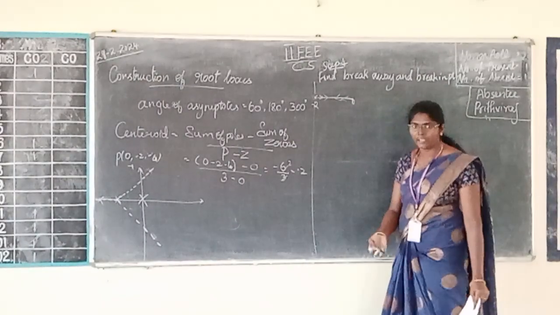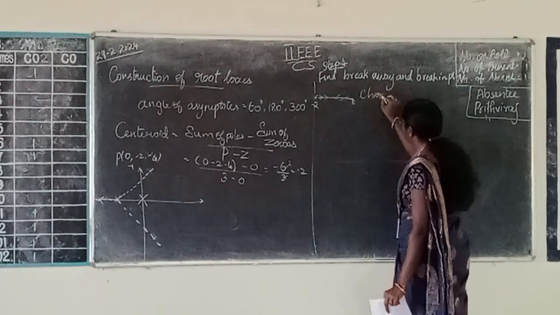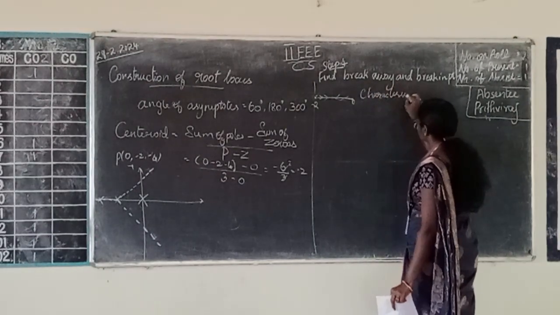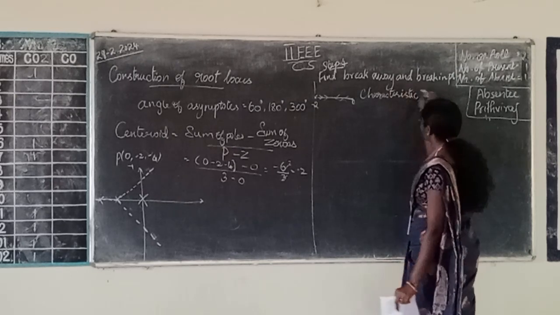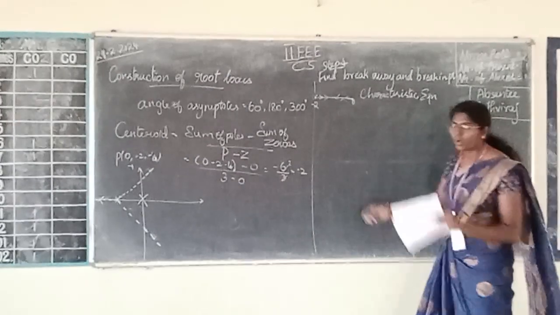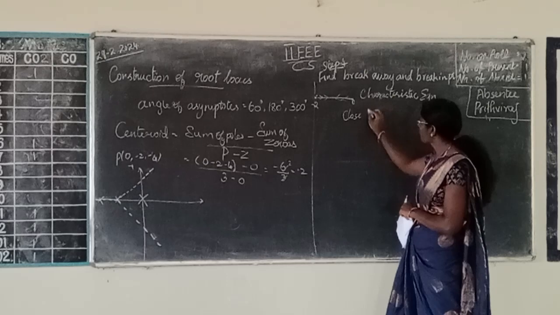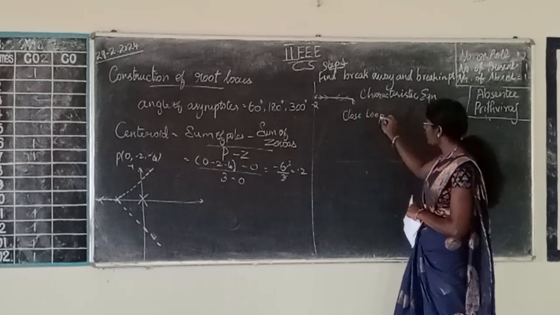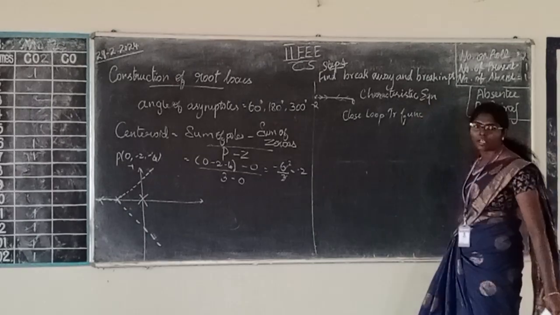Okay. To find that, we are going to construct the characteristic equation. For that, we are going to consider the closed loop transfer function. What is the formula for the closed loop transfer function?